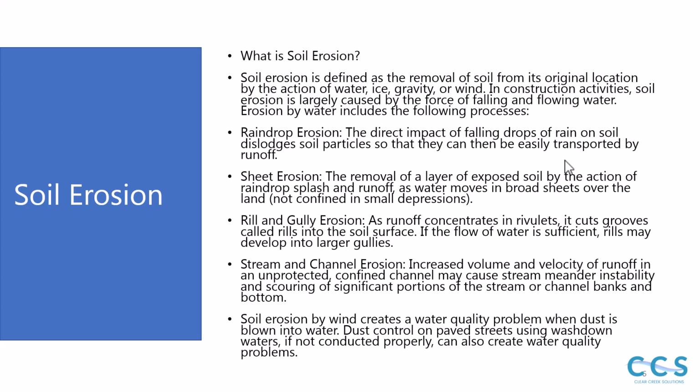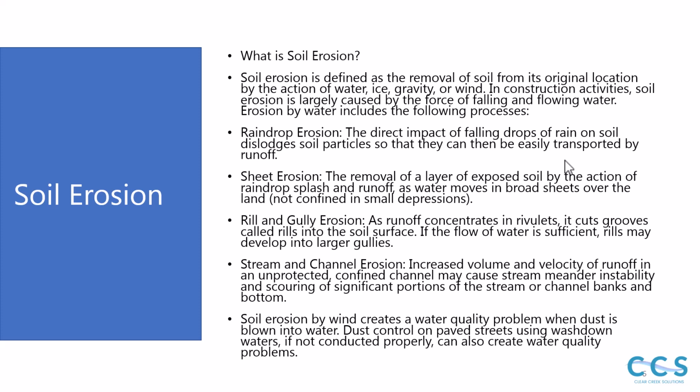Erosion by water includes the following processes: raindrop erosion, which is direct impact of falling drops of rain on soil, which dislodges soil particles; sheet erosion, the removal of a layer of exposed soil by the action of raindrops, splash, and runoff as water moves in broad sheets over the land; rill and gully erosion, as runoff concentrates in rivulets, it cuts grooves, called rills, into the soil surface. If the flow of water is sufficient, rills may develop into larger gullies.